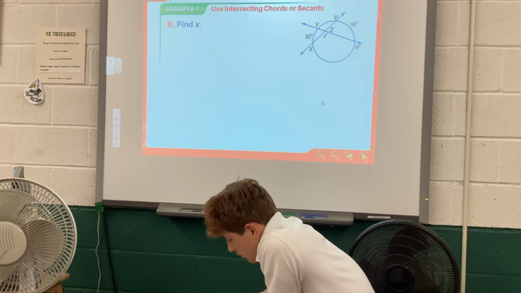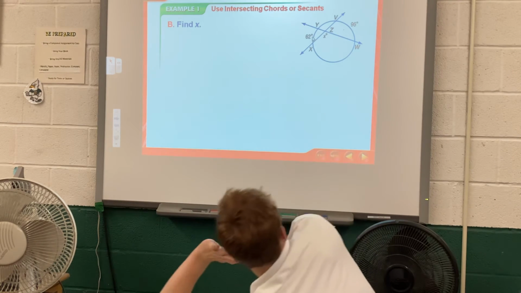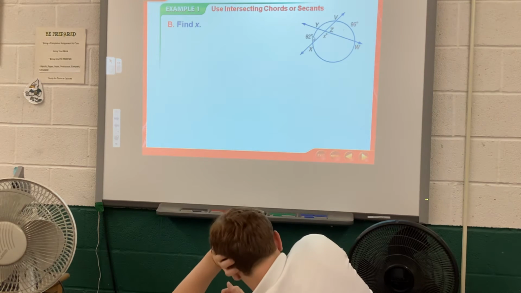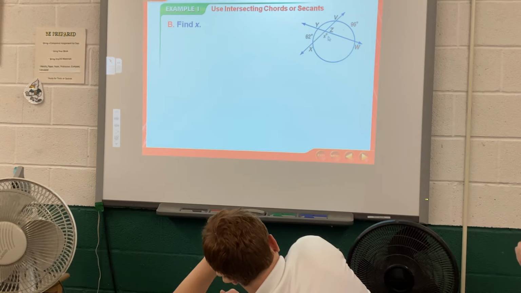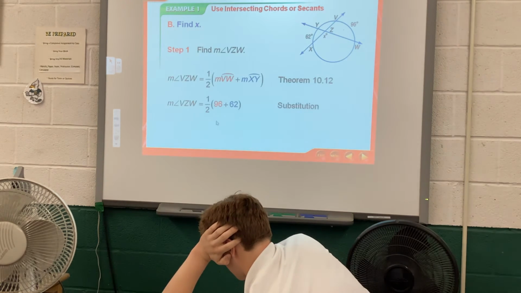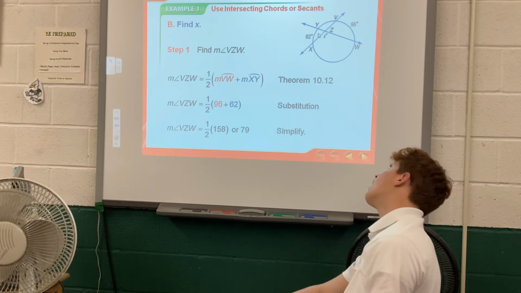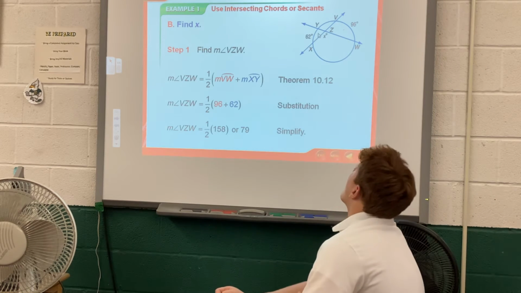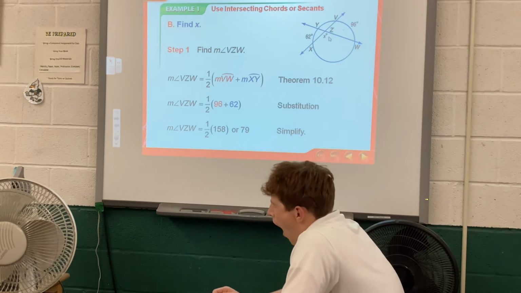Everybody good with that? So in this one right here, I'm going to take 96 plus 62 divided by 2, and that would be this angle right here. But they asked me for this, so these two make up a line or linear pair. So I take my answer that I got right here. Here, I can show you this. So they got 79. 79 would go right here, and then I take 180 minus 79 to get to this. Make sense? Okay.